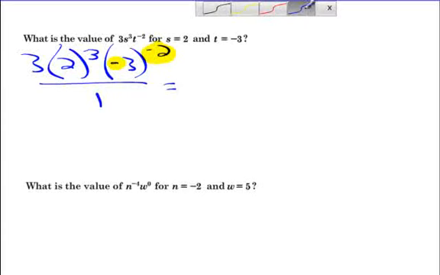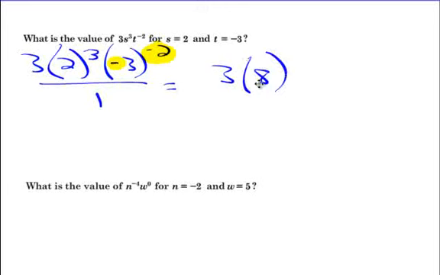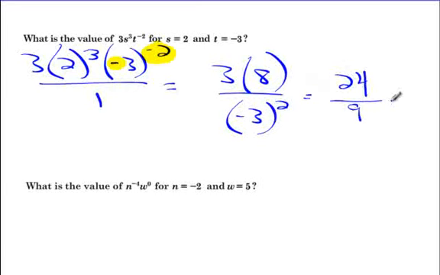So if I want to continue solving, I have 3, which stays put. I have 2 to the third, which is 2 times 2 times 2, which is 8. And it is going to be over negative 3 squared. But now I have 24 over 9, which I can reduce back to 8 over 3. Remember, negative 3 times negative 3 is going to be positive 9. So here's my final answer, 8 over 3.